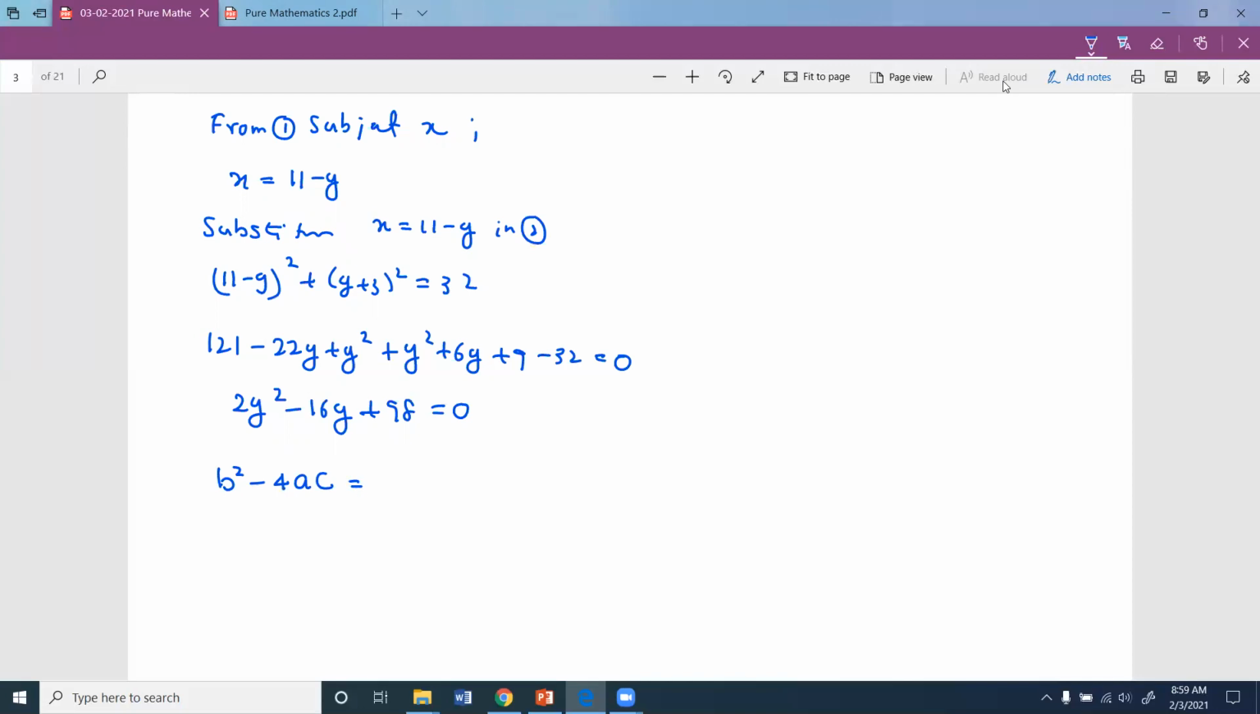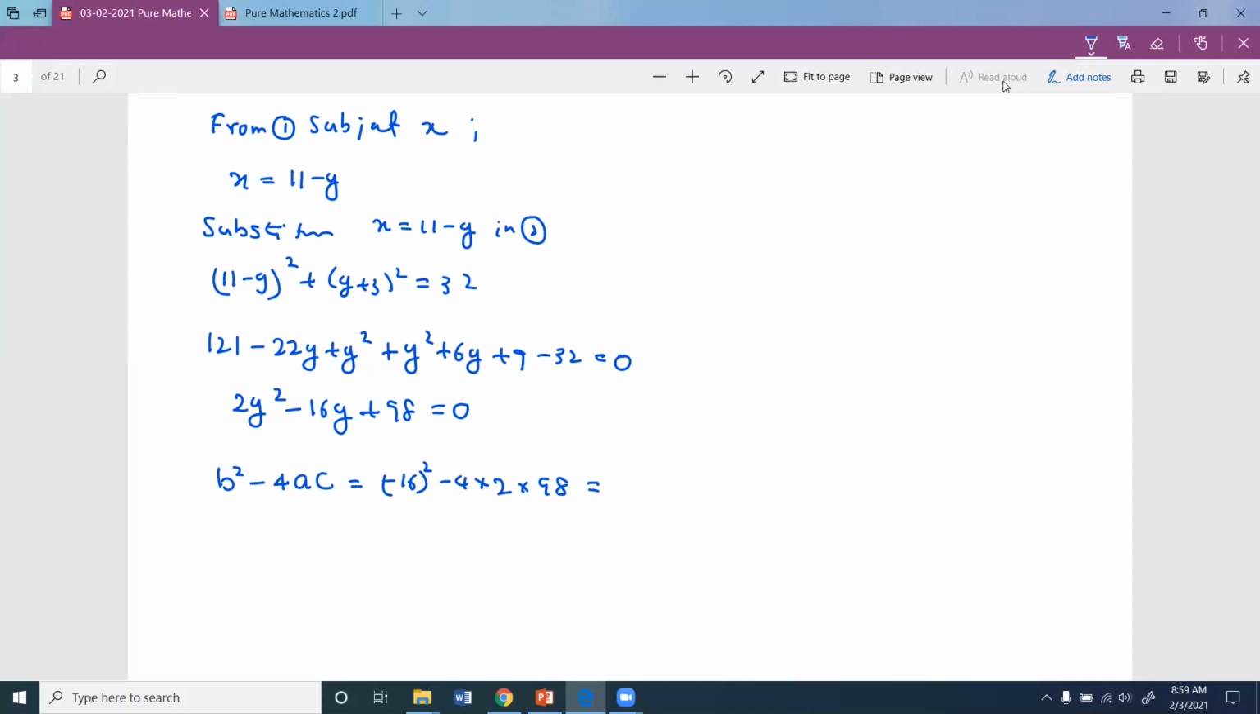Right. So we'll just get minus 16 squared minus 4, a is 2 and c is 98, and see what this value is. So if you just work out 16 squared minus 4 into 2 into 98. Is that 98? No, it's not 98. Yeah, maybe just let's see. Yeah, I think there may be a problem we came across.